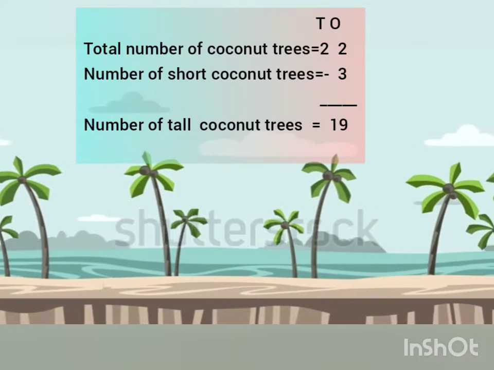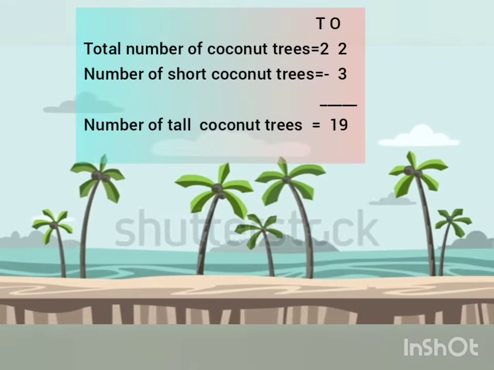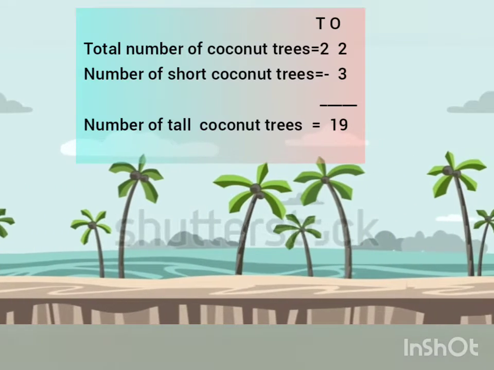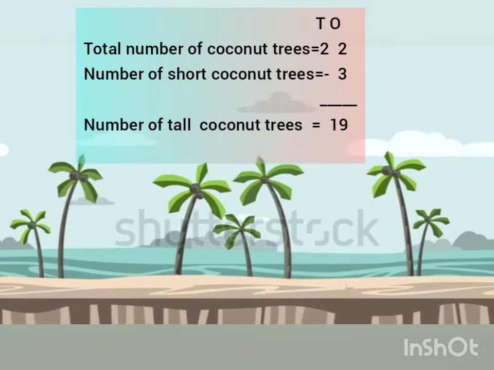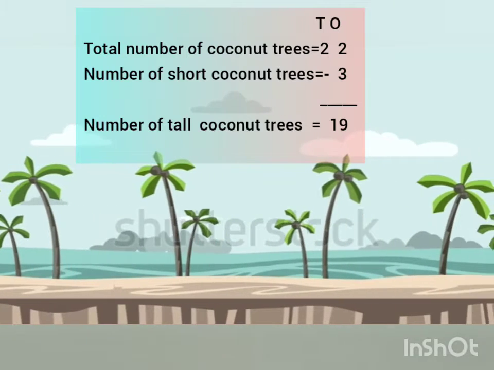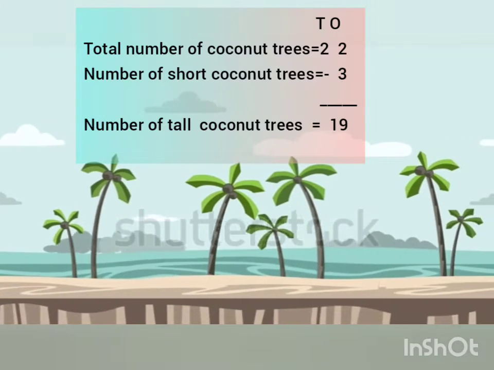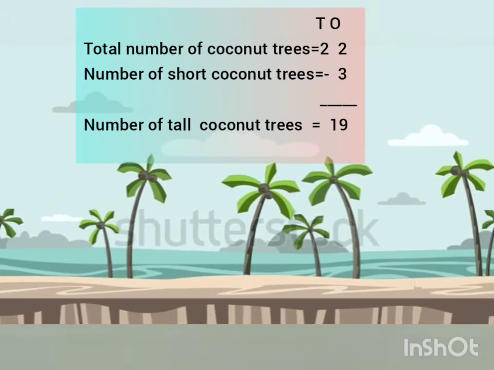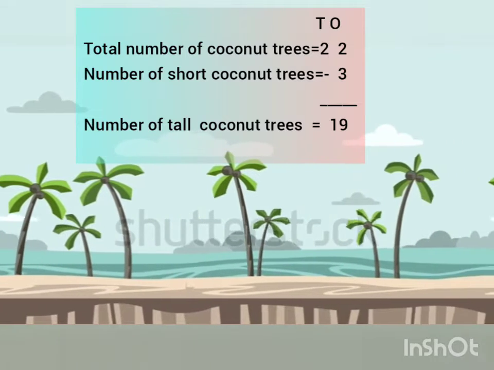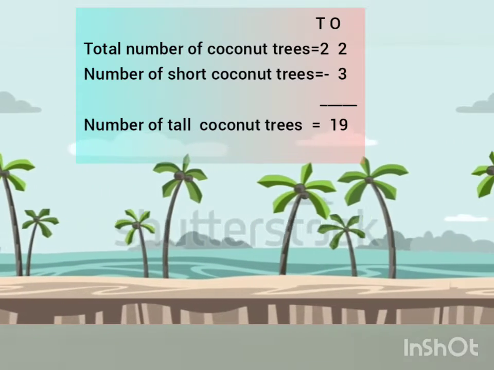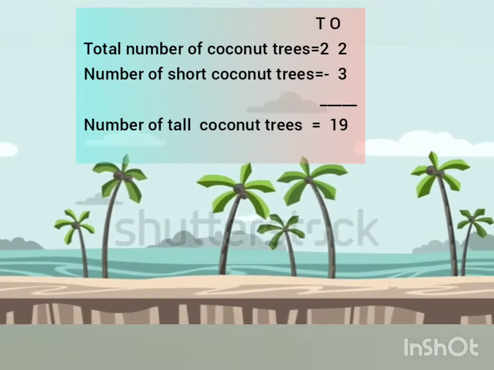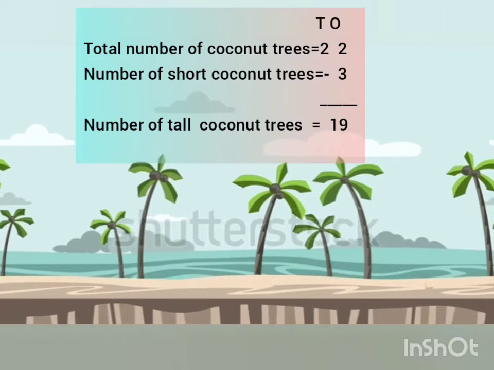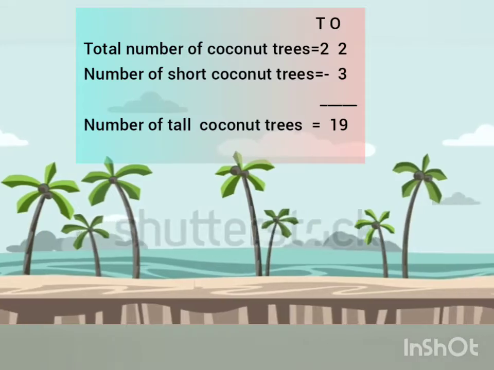Before moving to next word problem, first of all notice these words here. Short and tall. Short and tall are modifying the words coconut trees, means they are describing nouns. So any word that describes nouns or modifies it is an adjective. So here short and tall are adjective words. Now let's come back to topic again and solve our next word problem.